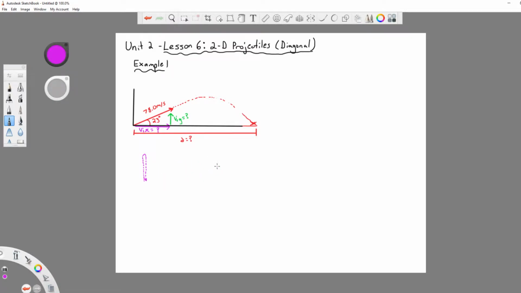Let me clear this off here and start by finding initial velocities. This is a fine color. I have it in green there, I guess. So we'll do VIY.